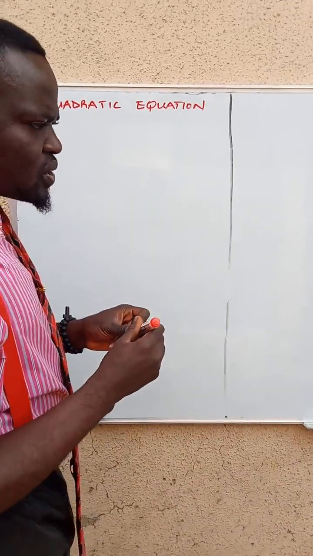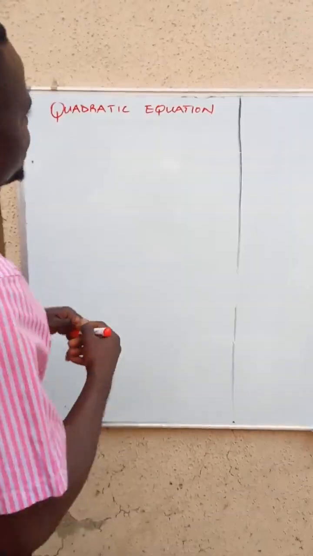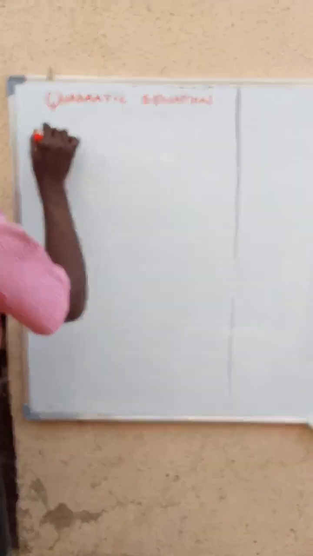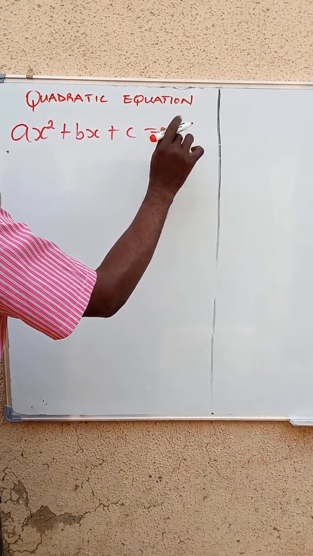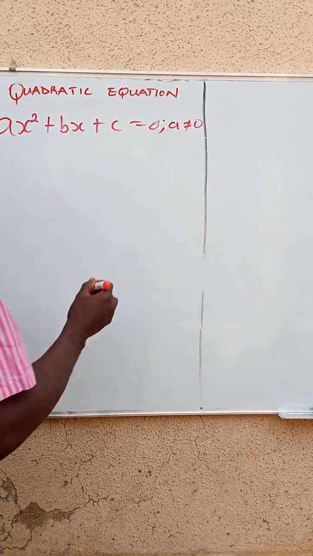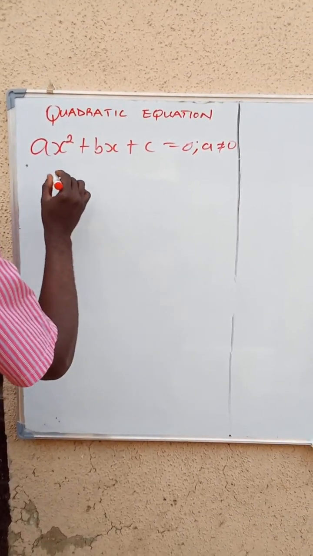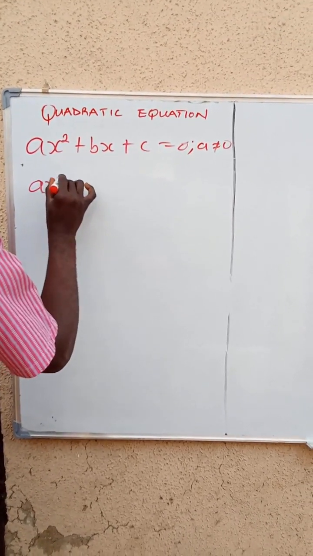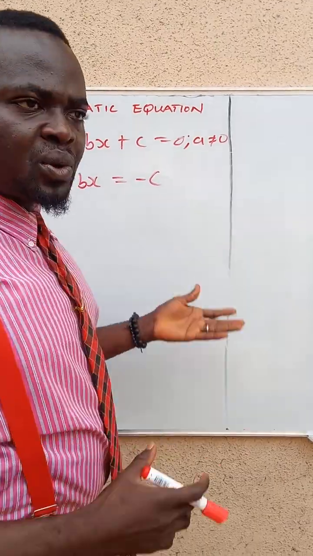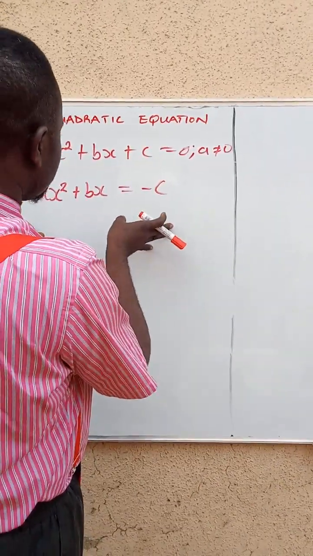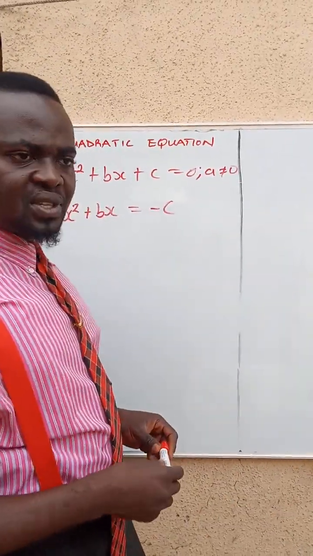To derive the formula method, there's one method we use, we call it completing the square method. And for me to derive the formula, I have to write the general form of quadratic equation, which is ax squared plus bx plus c equals 0, provided a is not equal to 0. Good. Now, once we put this one, we can say that ax squared plus bx is equal to minus c. In the formula method, if we are deducing it, we have to take the c to the right hand side. That is using the completing the square method.